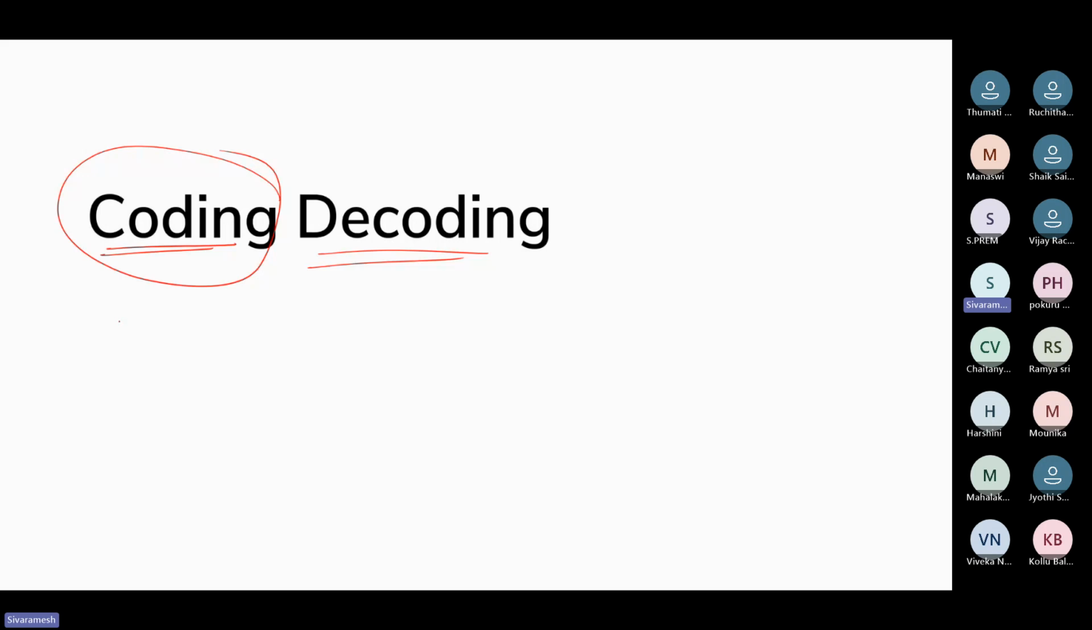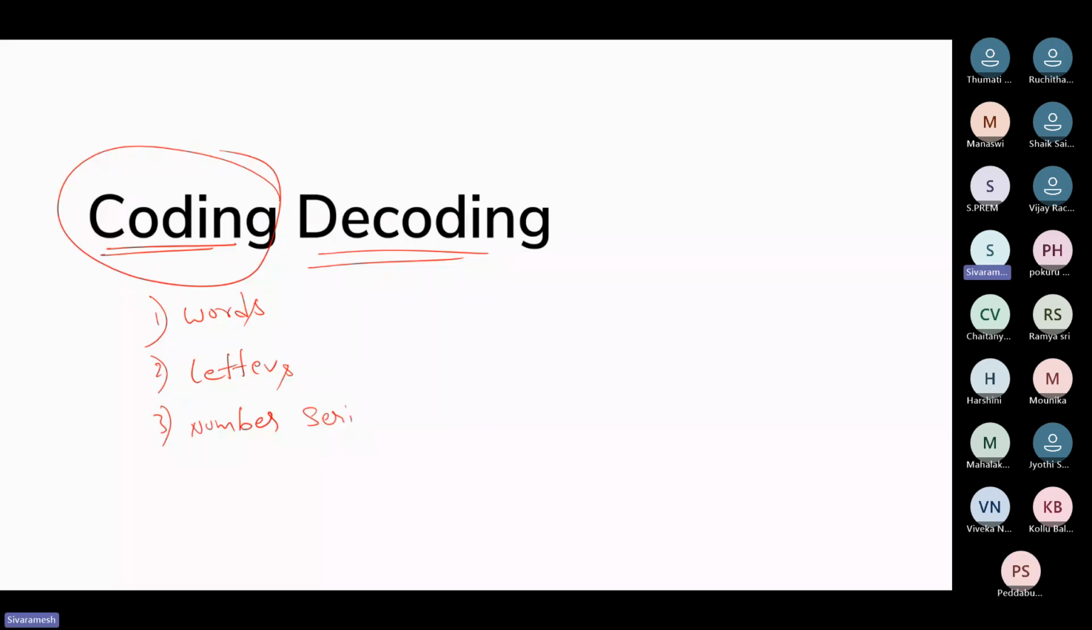And we have different segments in coding and decoding. First one is based on words, then based on letters, and based on numbers. Basically we call these number series. In number series, again we have two segments: finding the next number in the series, and finding the wrong number in the series. So we have two kinds of questions: what will be the next number in the series, and what will be the wrong number in the series.